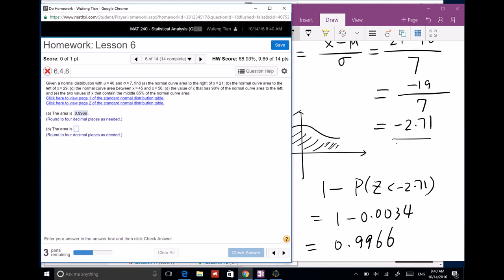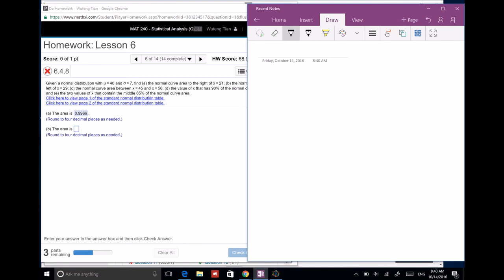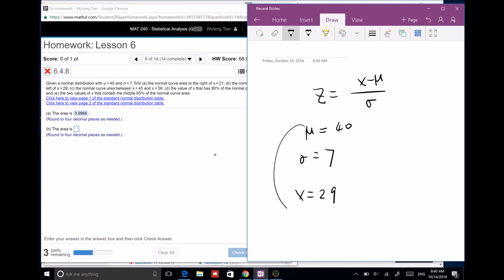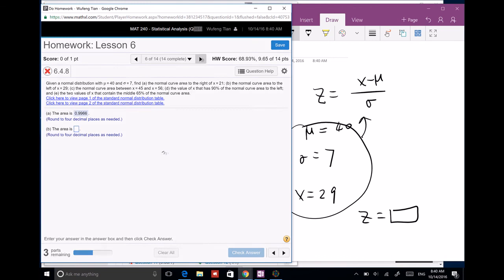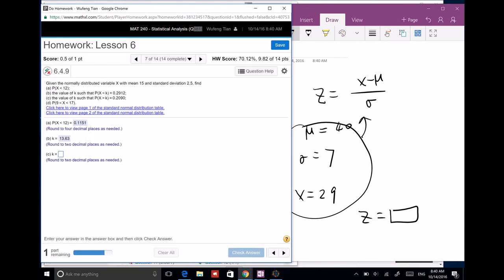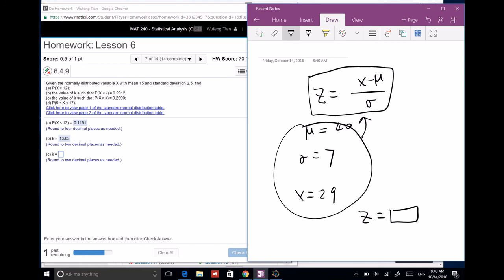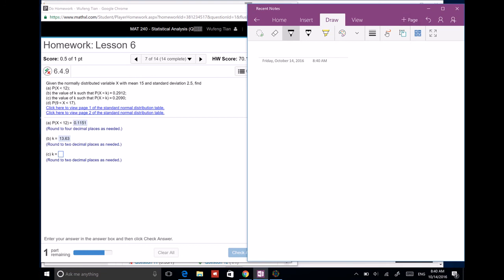Okay, so the rest of the problems are pretty much the same idea. You use the formula z equals x minus mu over sigma. Mu is given, mu is 40 and sigma equals 7, and it gives you the x values, for example 29. So you plug all three into that, then you find a z-score. If it's to the left, you directly use the table. If it's to the right, you use 1 minus the table value. If it's in between, you find two z-scores, find the two probabilities, and subtract them. Okay? It's pretty much the same as the previous problem. Just here you have to use the formula to find the z-score yourself. The previous problem does not give you the z-score directly.